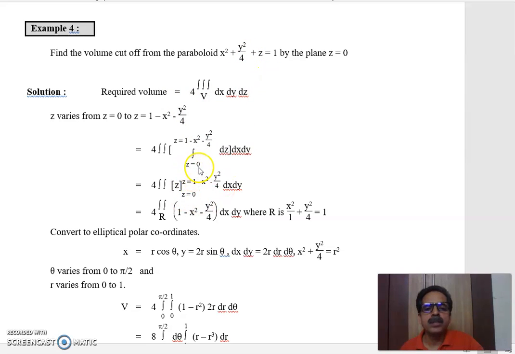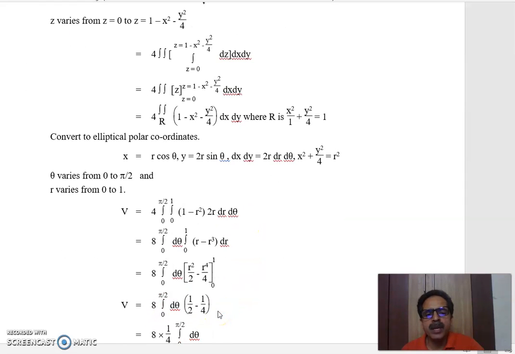At the bottom z is 0, at the top it is on the paraboloid, and from the equation of the paraboloid we can calculate the value of z, and here R represents the projection of that on the xy plane. Here we have an elliptic area, so we use elliptical polar coordinates. We put x is r cos theta and y is 2r sin theta, and we transform the double integral into the new system and, evaluating, we can get the answer.